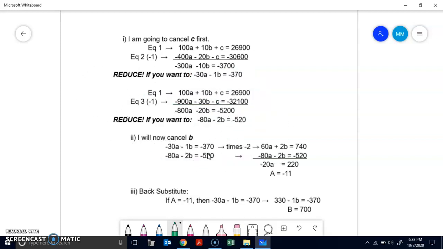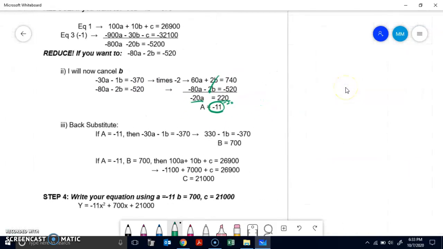Now I'm ready to combine these. -20a, these cancel. 740 minus 520 is 220. Divide by -20, and I get -11 as my a value. We're going to back substitute now. So if a is -11, I'm going to plug it back into this equation. So -11 goes in for a, giving me positive 330. And when I solve for b, I get 700.